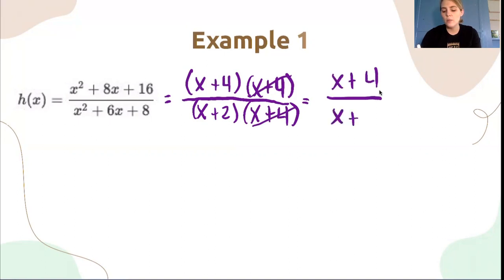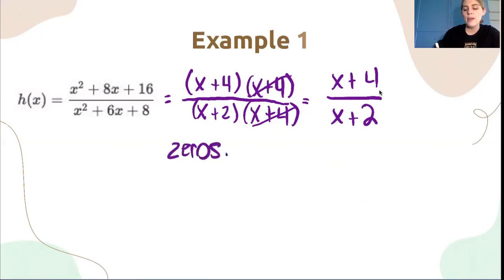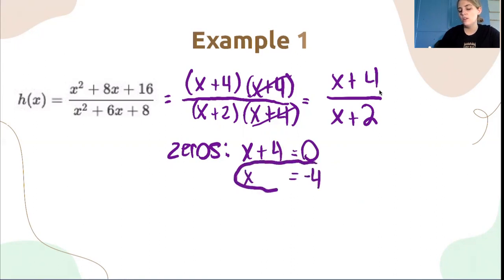over x plus 2. So first, what we have are zeros. So that's my numerator, which is x plus 4. And I'm going to set it equal to 0. When I do that, I get x equals negative 4. That's my 0.